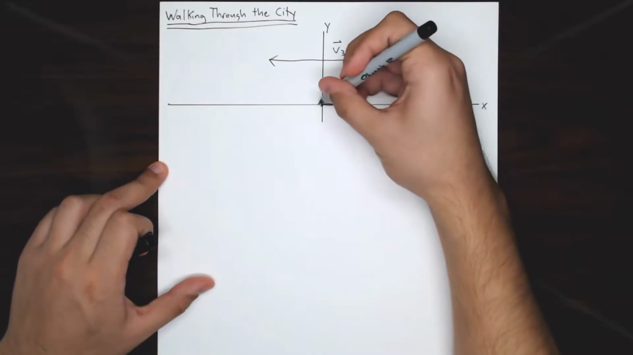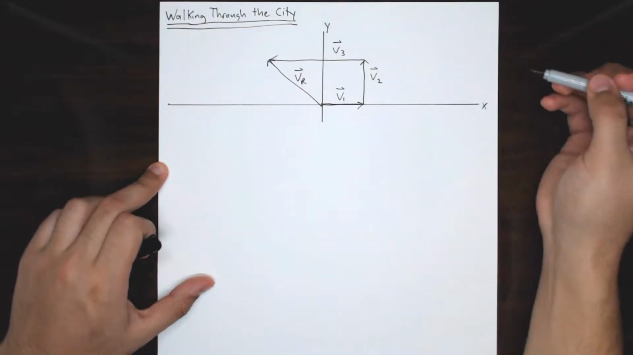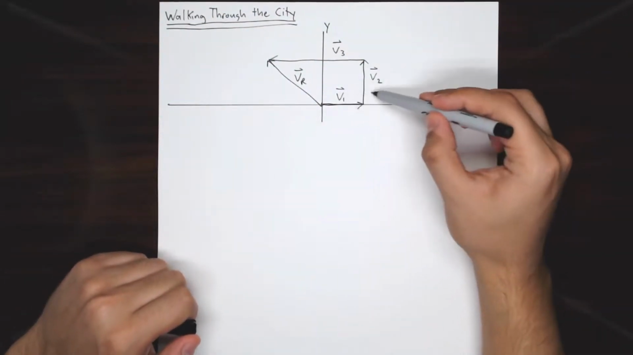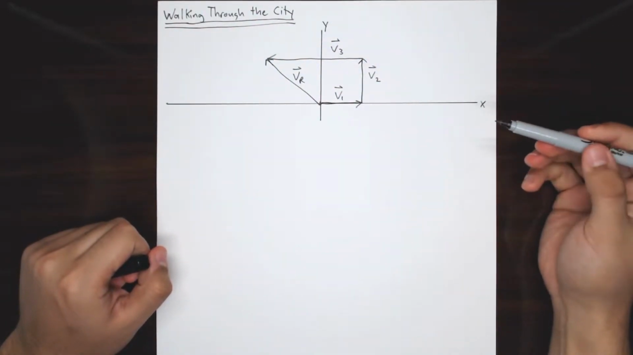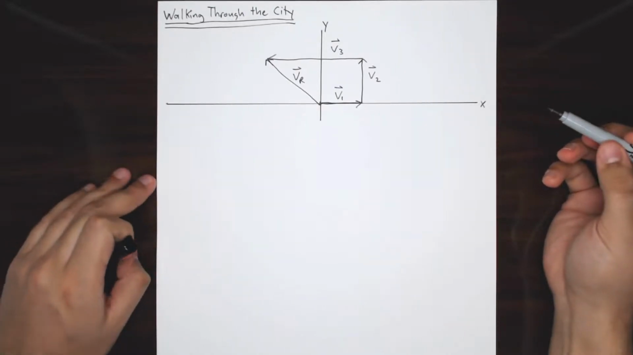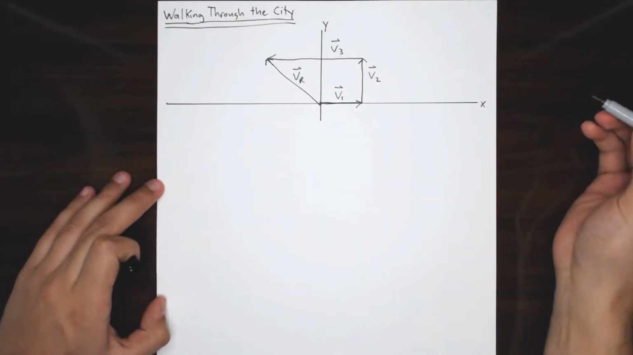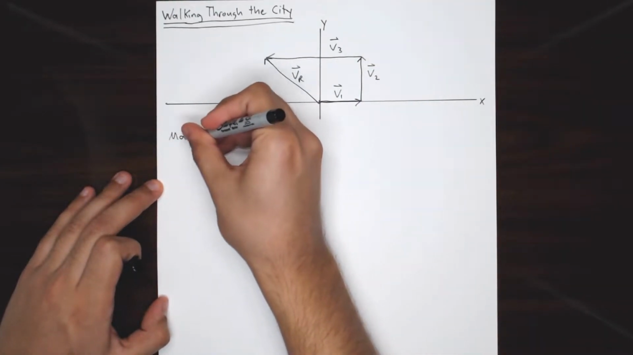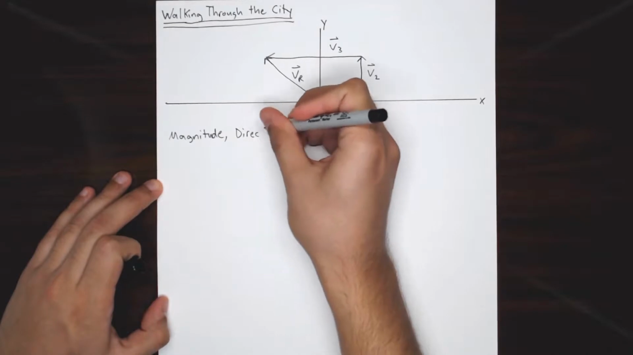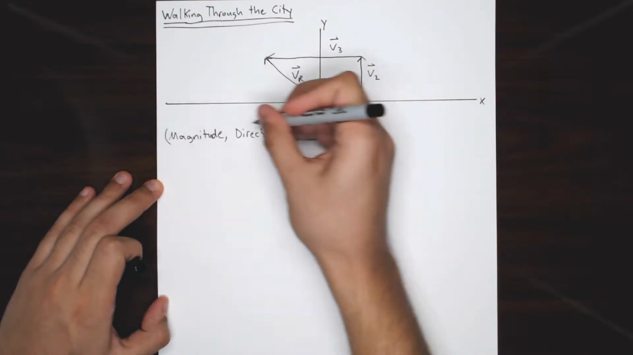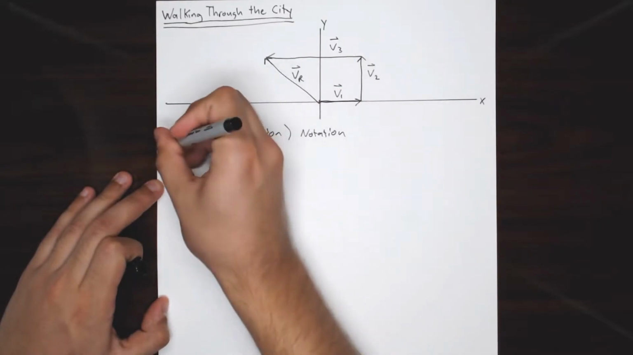So the overall displacement vector that they're walking through can be described by its own vector, VR, or the resultant vector. And our job is to add v1, v2, and v3 in order to find this VR resultant vector. So let's begin by doing that vector addition using a magnitude and direction notation to define each of these vectors 1 through 3.